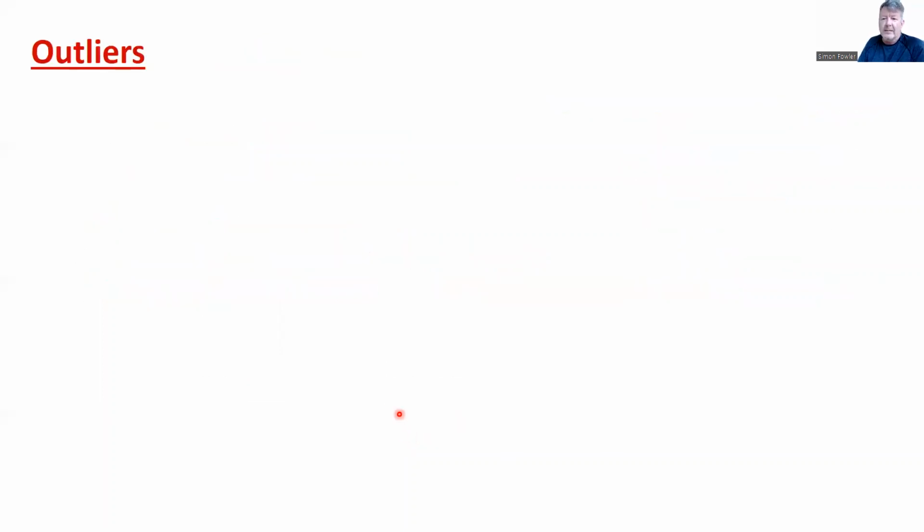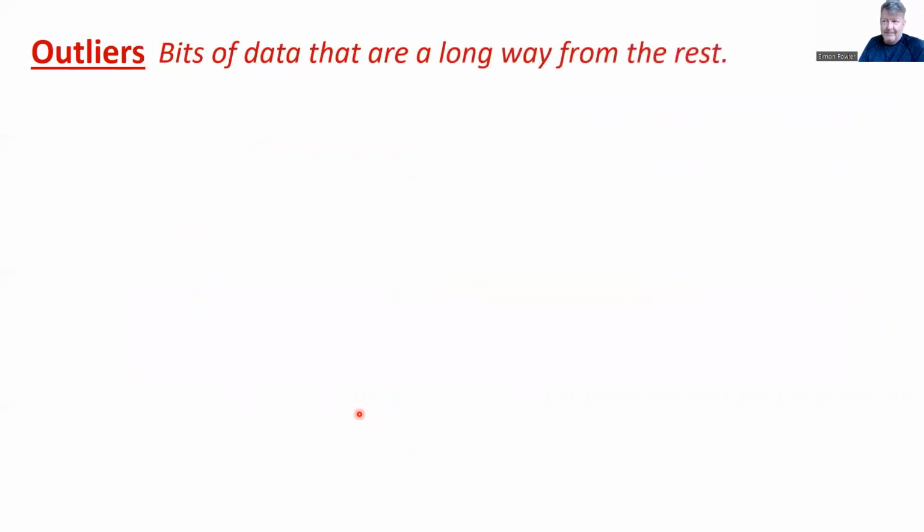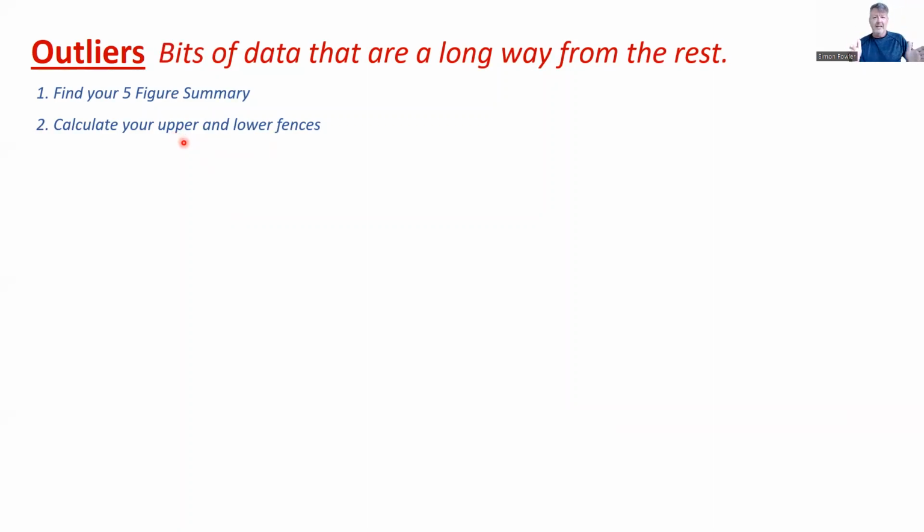So, outliers. Now remember, they're bits of data that are a long way away from the rest of the data. So, what we need to do when we're doing this, we can draw a box plot of some data. First thing we need to do, find the 5-figure summary. That hasn't changed. Second thing we need to do, this bit has changed a little bit, is we need to calculate upper and lower fences. Now what that means is we're finding the fences between which our data is allowed to sit. And anything outside those fences is going to be an outlier, upper and lower.